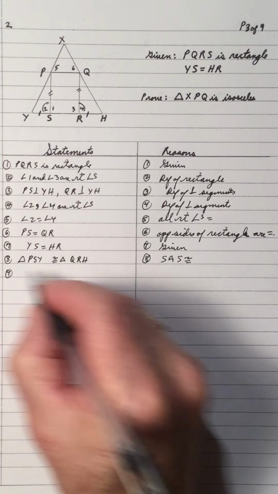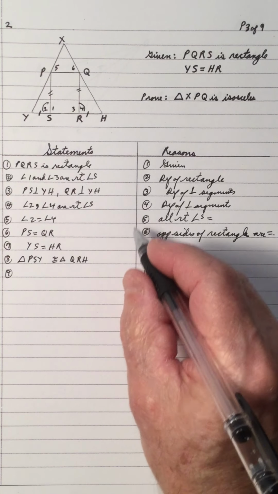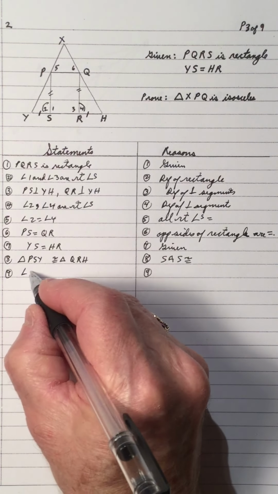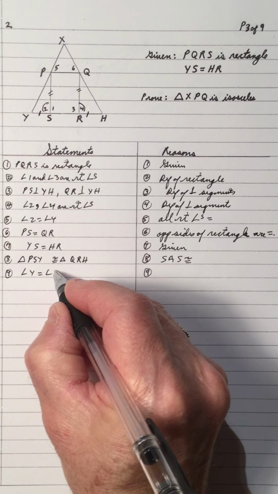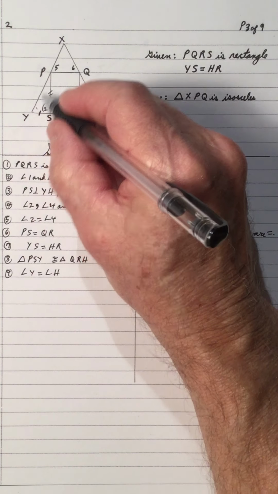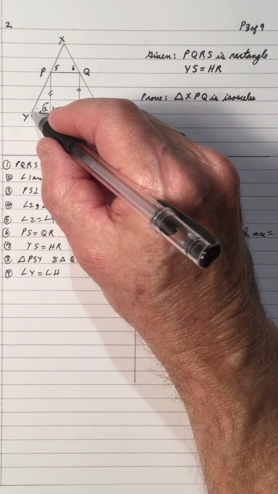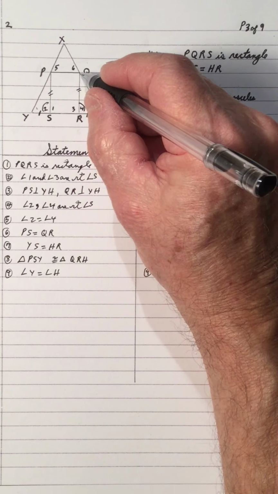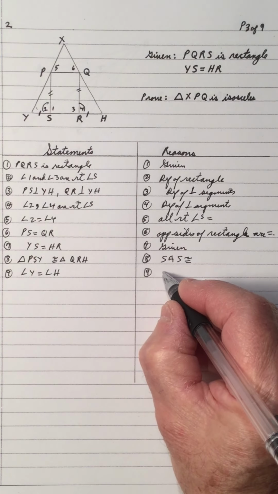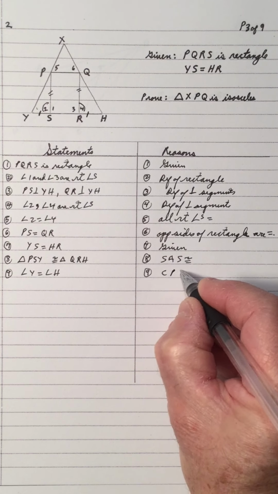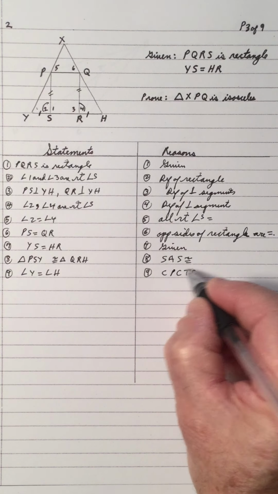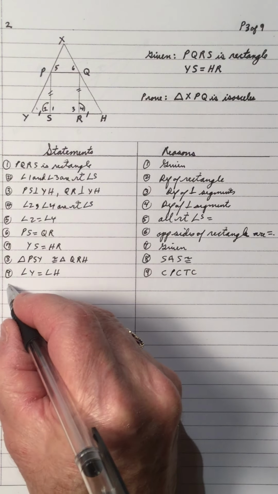Congruency. Number 9, that means that angle Y is equal to angle H. Angle Y is in triangle PSY, and angle H is in QRH, and that's CPCTC, corresponding parts of congruent triangles congruent.